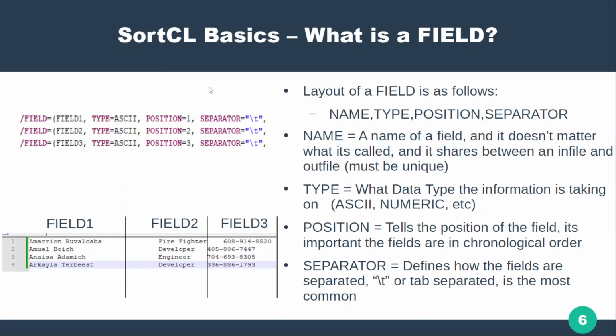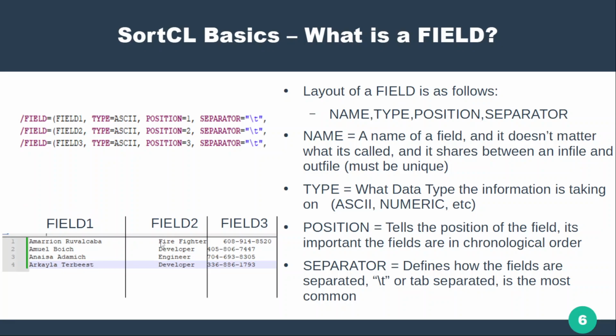Type is going to be the data type that the information is taking on, such as ASCII, numeric, and many others. The position tells a position of the field, and it is important that the fields are in chronological order. A separator defines how the fields are separated. A /t or tab separated is one of the most common. I do want to bring your attention down here to this example right here, and this is a very good diagram of how to reference the fields.